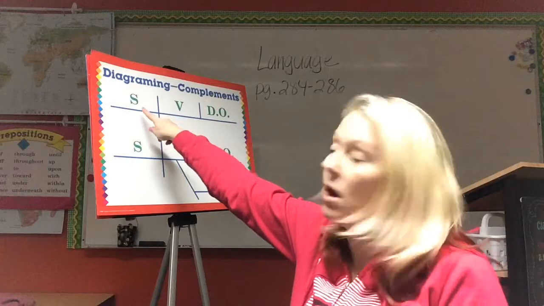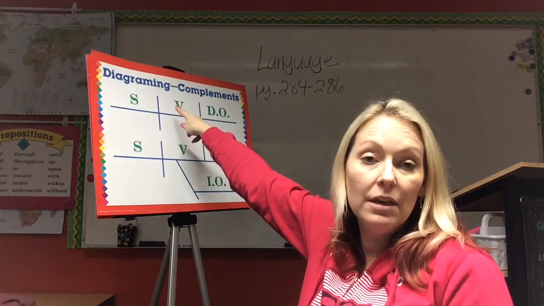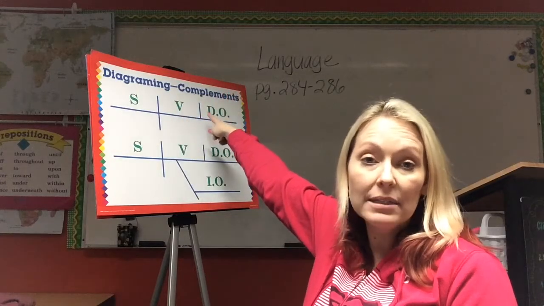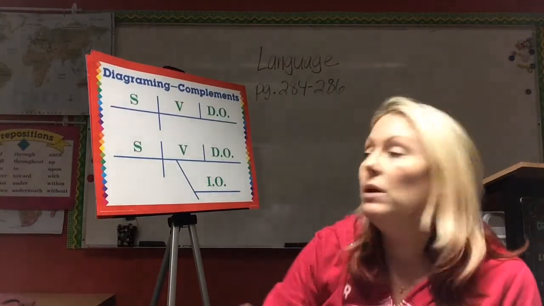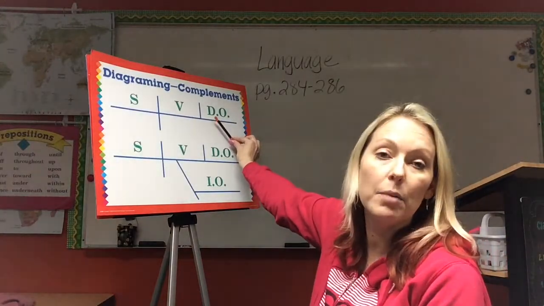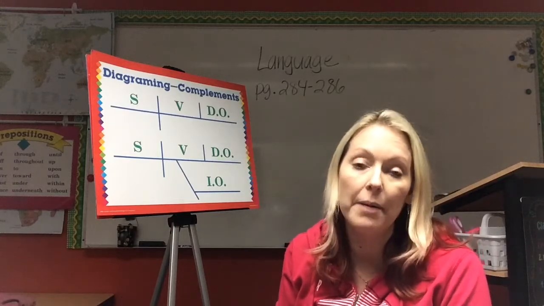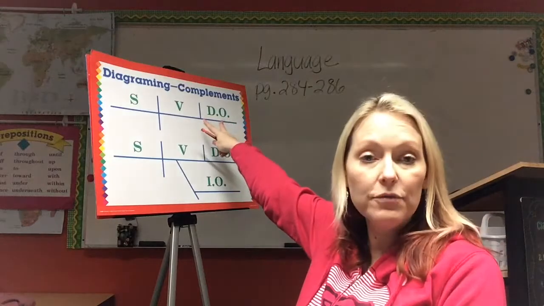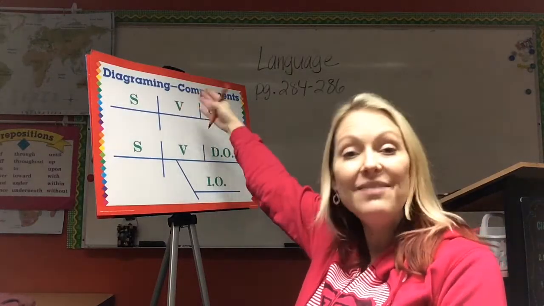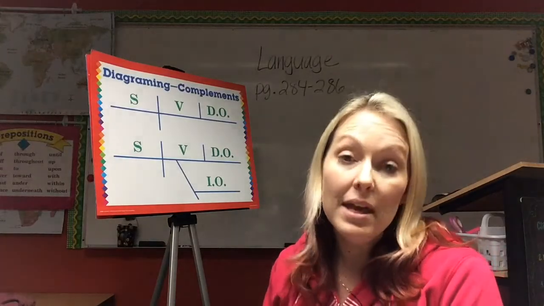So we would have Toronto as our subject, won is the verb, and then we have race is our direct object. Now, it says the race, so we know that we would go ahead and put our little line here and put the on it because all of our articles go underneath, right? A and the go underneath, okay? So, pretty simple when it comes to just add the direct object right after the verb because remember, it's receiving the action from the verb. Makes sense, right?